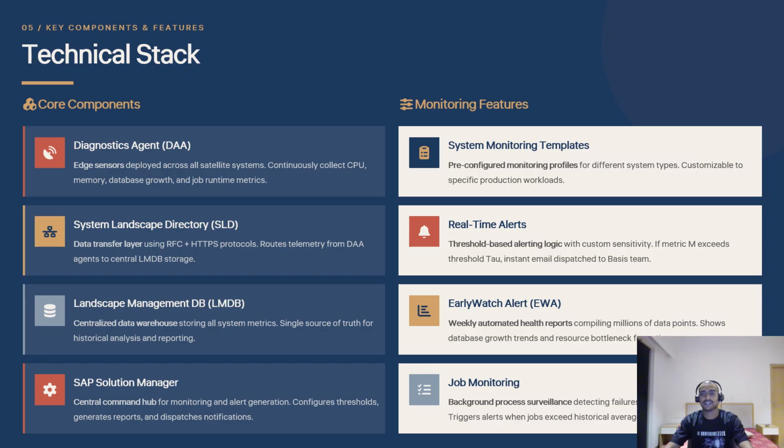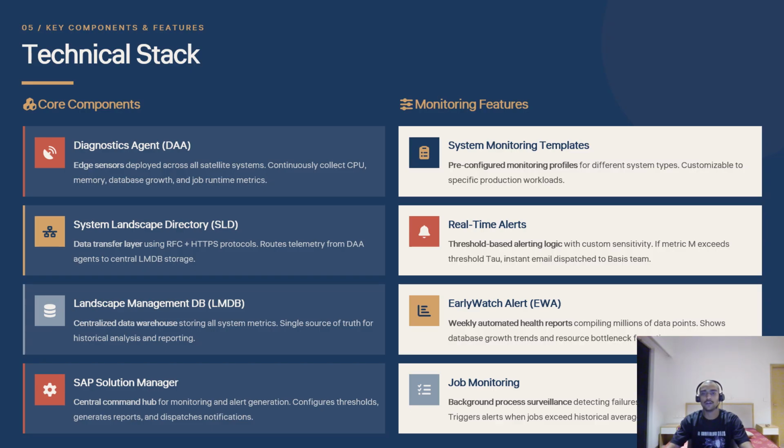The email can be dispatched to any team, whichever is provided in our SAP Solution Manager or in the template. Then we have also set up EWA. These are Early Watch reports. It is used to identify long-term trends such as gradual database growth, and many more things. This data can be set up on a weekly or monthly basis, anything.